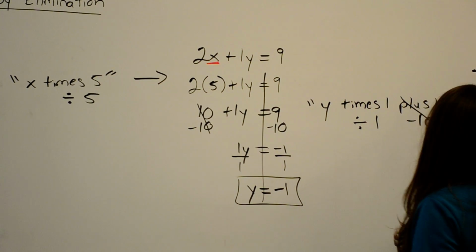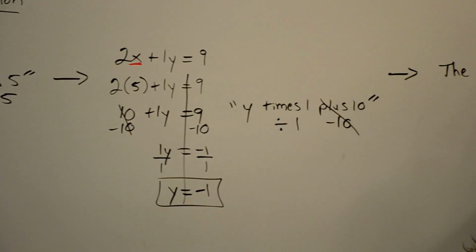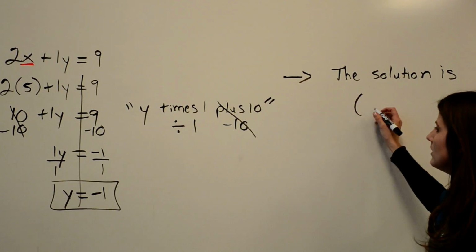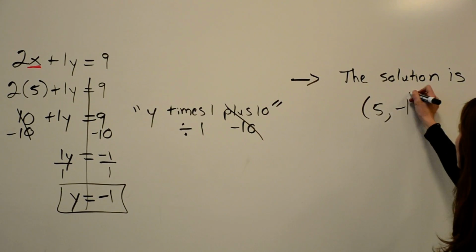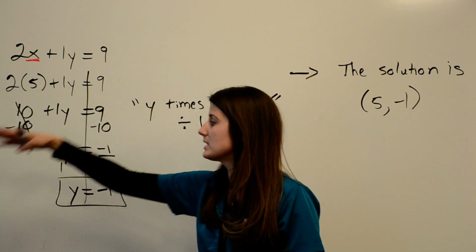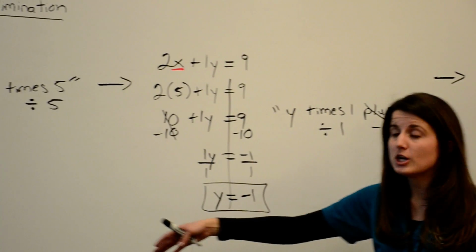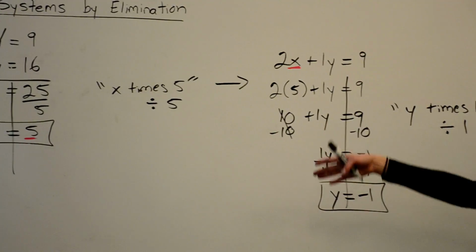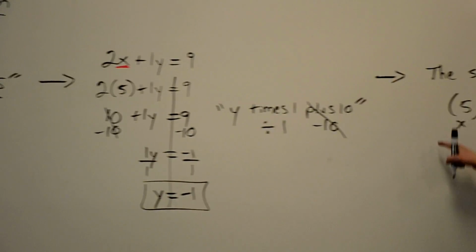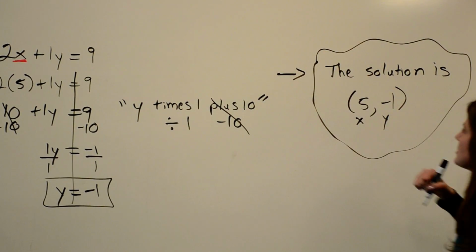So the last thing that you will write, so the solution is 5, negative 1. And remember, it's not in the order that you solve it. You may not always solve for x first. So remember, if you solve for y first and then x, it always stays x, y in your final solution. And so that's your final answer.